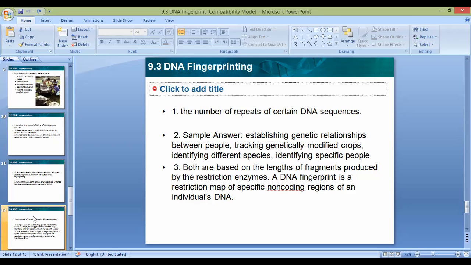Right? So a general restriction, yes. Both are based on length of fragments produced by the restriction enzyme. But the DNA fingerprint is a restriction map of specific non-coding region of an individual's DNA.